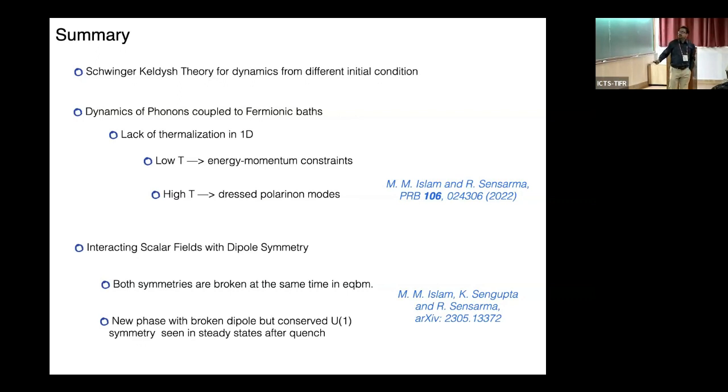And then we talked about interacting scalar fields with dipole symmetry. This is closed system dynamics. In equilibrium, both symmetries are broken at the same time through a first order transition, whereas there's a new phase with a broken dipole but conserved U(1) symmetry seen in steady states after the quench. I'll stop here and take any questions.